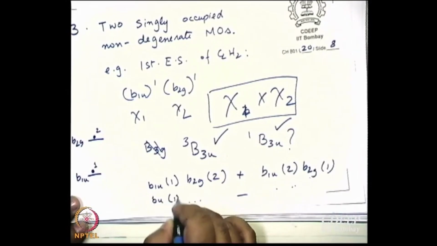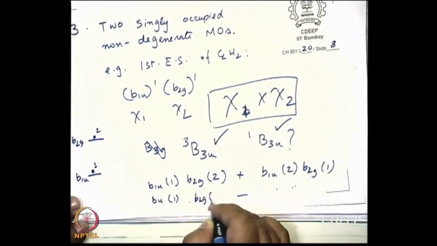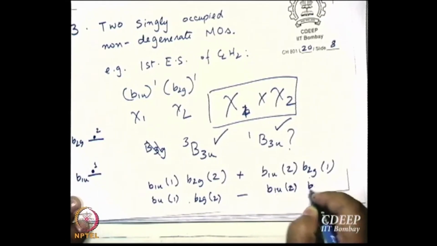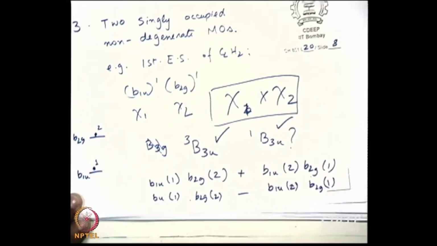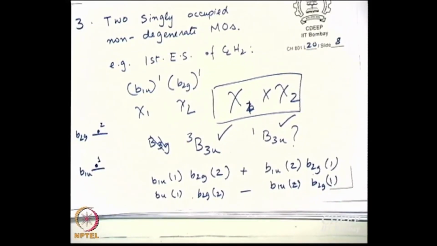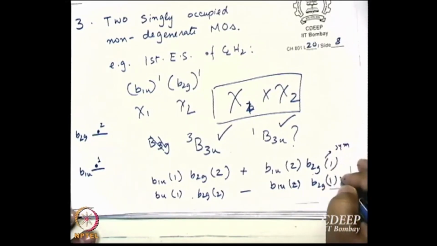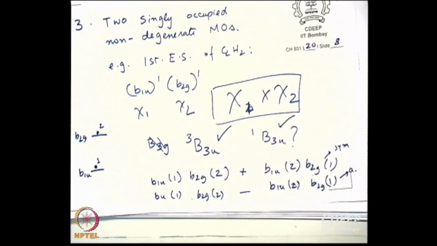That is symmetric. Now if it is minus, then what happens? B1U 1, B2G 2 minus B1U 2, B2G 1. Now you interchange 1 and 2, what will you get? Negative of the same function. That means it is antisymmetric with respect to particle exchange, right. So this one is symmetric, this one is antisymmetric.